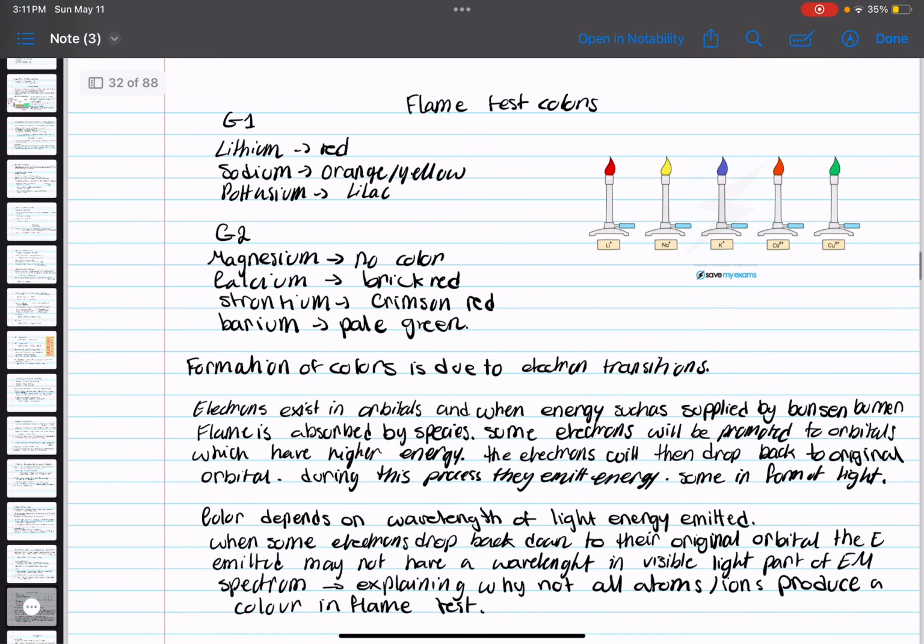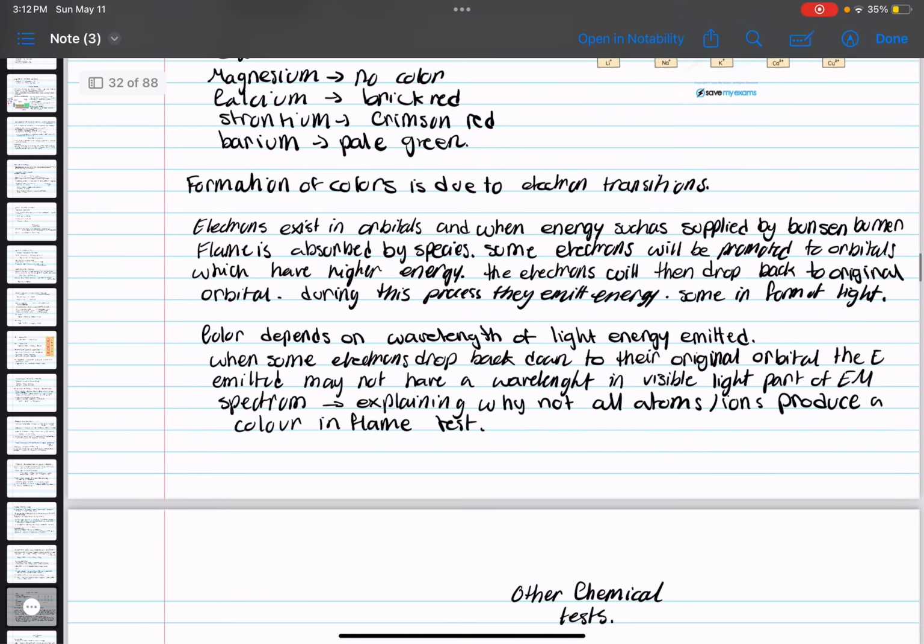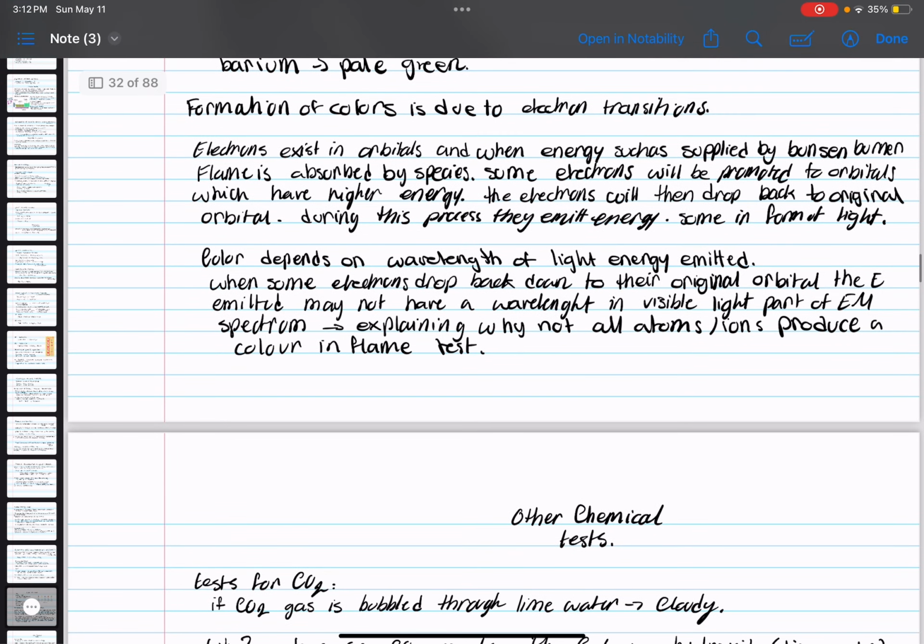And then you have group 1: lithium is always red, sodium is orangey yellow, potassium is lilac. Magnesium gives no color off, calcium is brick red, strontium is crimson red, and barium is pale green. So the formation of colors is due to electron transitions.